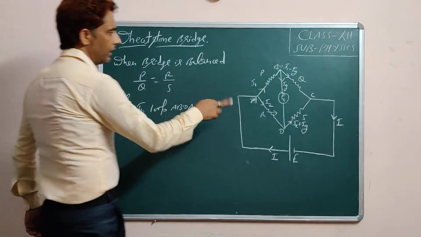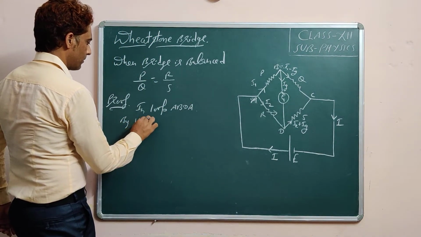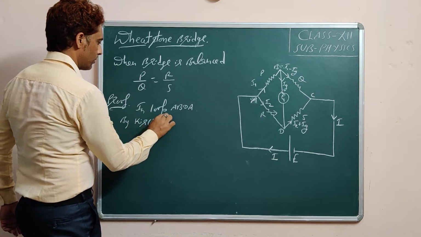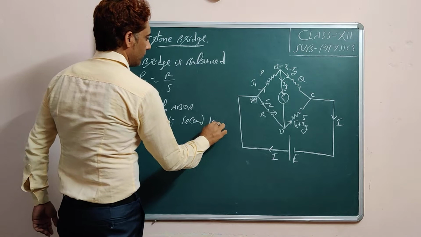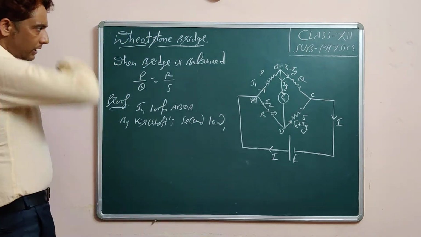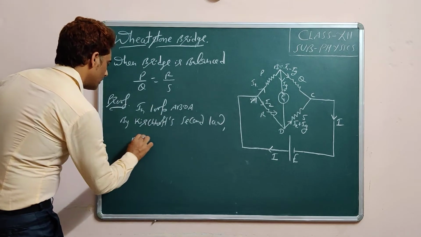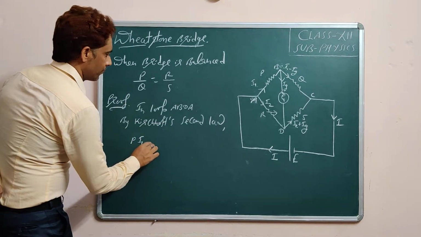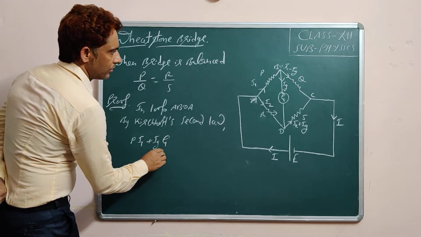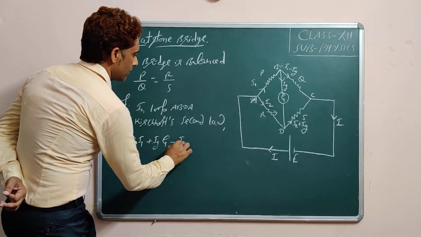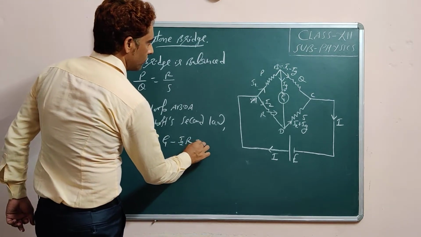So in loop ABDA, by Kirchhoff's second law, we can write P into I1 plus Ig into G minus I2 into R is equal to 0.